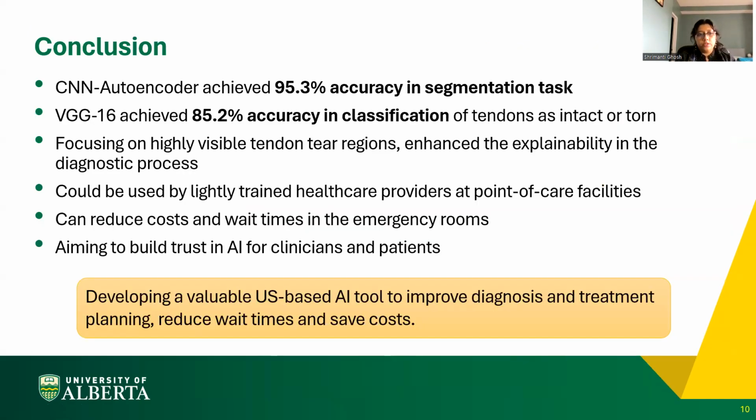Our proposed deep learning based approach achieved 85% accuracy in the classification of tendons as intact or torn. Focusing on highly visible tendon tear regions enhances the explainability in the diagnostic process. This can be used by lightly trained healthcare providers at point of care facilities. This can reduce costs and wait times in the emergency rooms as well. Ultimately, our aim is to build trust in AI for clinicians and patients.